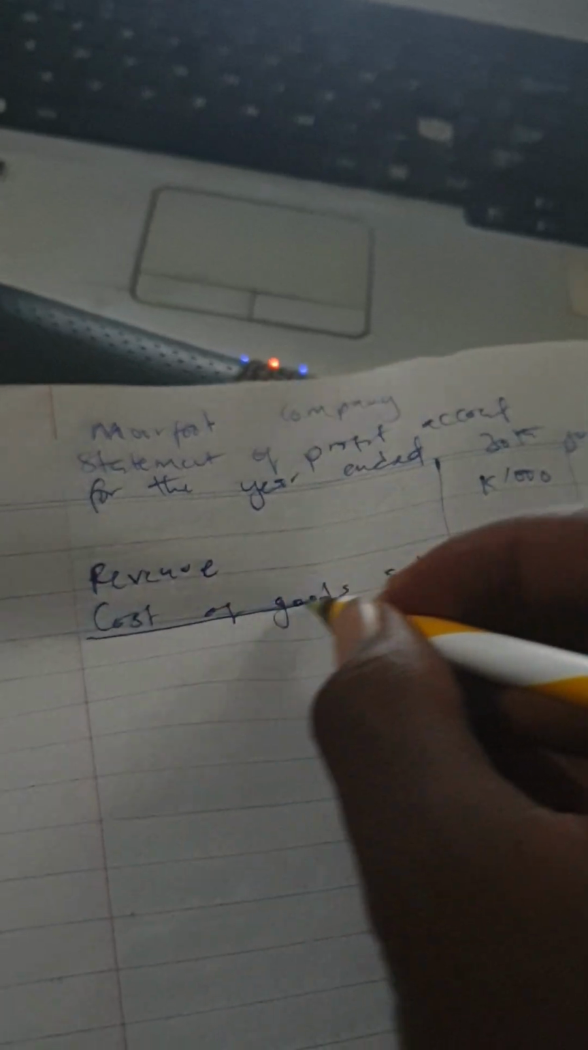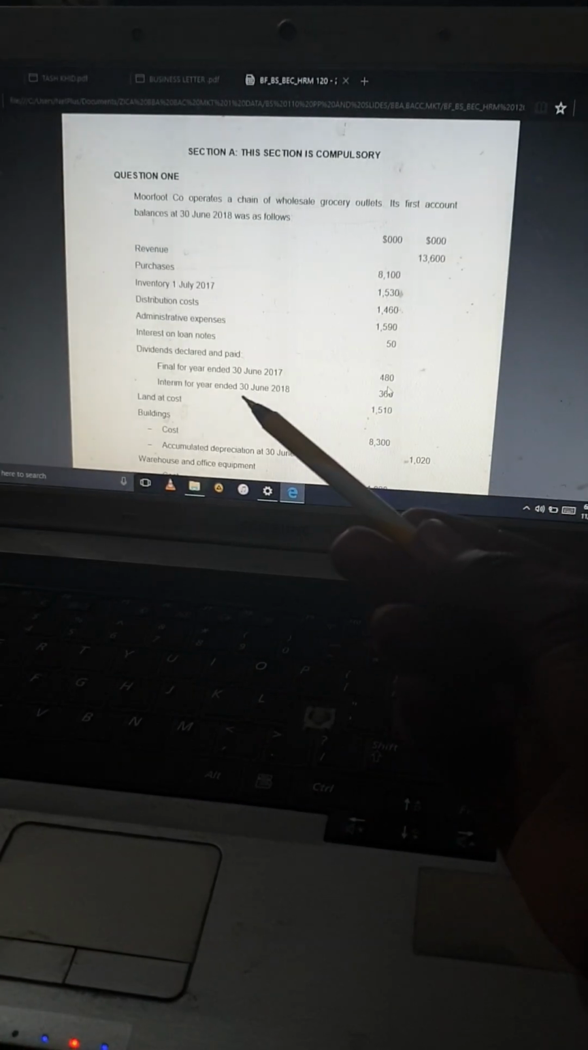You underline. The first thing to appear under the cost of goods sold is our stock, which is the opening stock in this case. The opening stock, according to the question, on 1st July 2017 was 1530, 1530 kwacha. We've indicated it. Next we come to purchases.